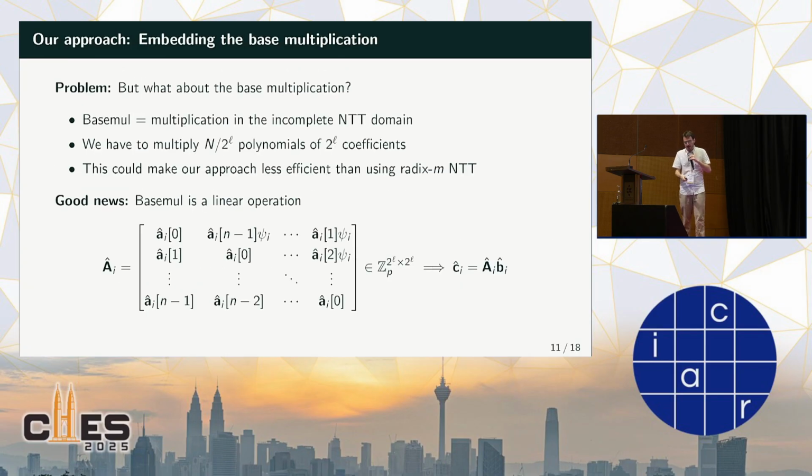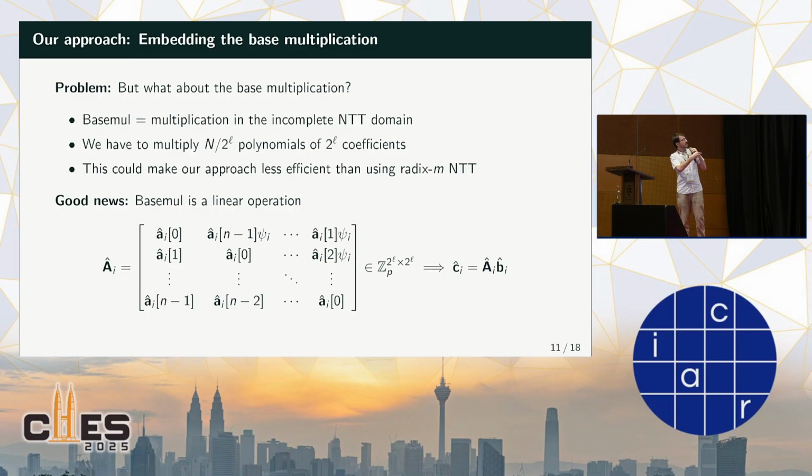Now, when you do the incomplete NTT, you have to be very careful not to use too much incompleteness, because you end up having to multiply polynomials whose degree grows exponentially with the incompleteness level that you're trying to achieve. So the problem is that the base multiplication, which is the multiplication of polynomials in the NTT domain, can make our incomplete NTT in radix-M approach less efficient than simply the two-part NTT used by Guimarães and others.